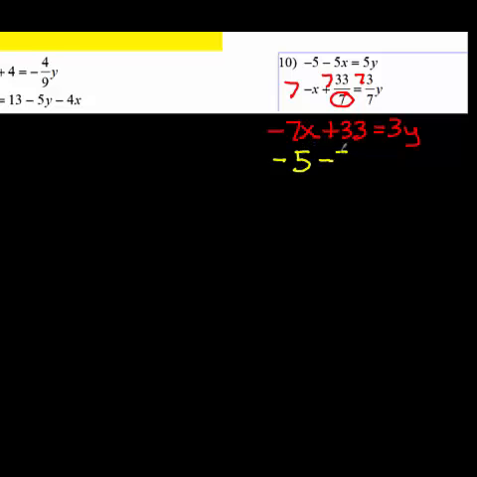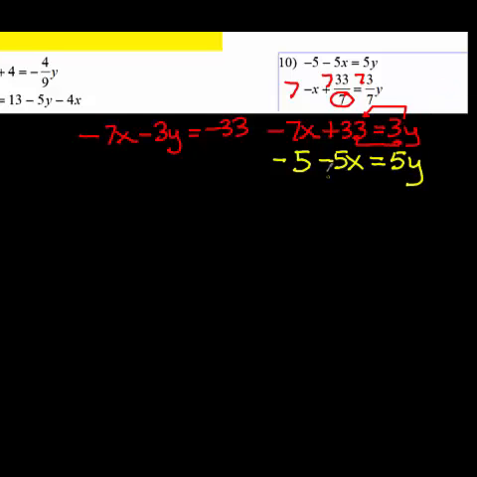And we have our other equation that said, just putting it the way it was, negative 5 minus 5x equals 5y. Okay, well, typically we want to write these in standard form, so I'm just going to move things around a little bit, put x and y on the same side. So I'm just going to move the 3y over there and move the 33 to the other side. So that would be negative 7x and then minus 3y equals negative 33.